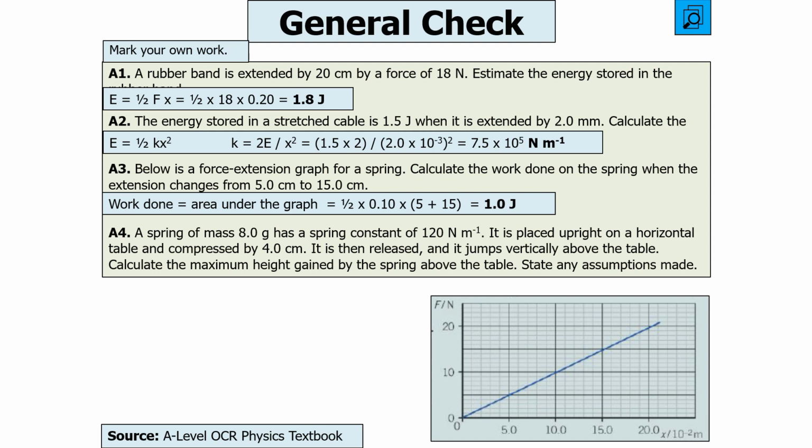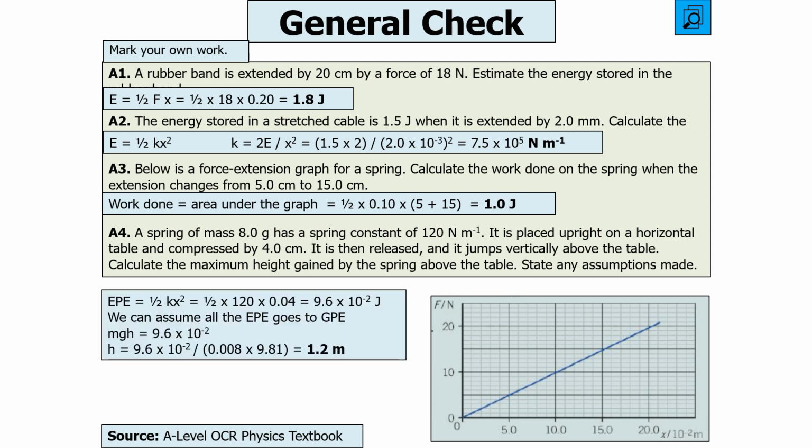Now in this next question, what we're saying is the elastic potential energy, well, we are given the spring constant and we know the compression, so therefore we can say it's a half kx squared. Remember, compression is just extension in the opposite direction, so therefore it's a half times 120 times 0.04 squared, so therefore you get 9.6 times 10 to the minus 2 joules.